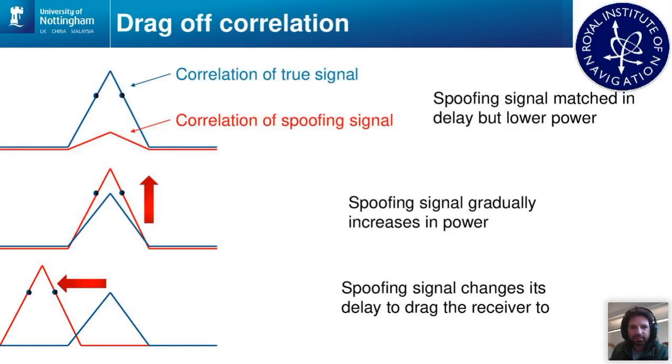When we talk about sophisticated spoofing, here you see the correlation peak of the true signal in blue, and then a perfectly matched in delay spoofing signal that's lower power than it. A very clever spoofer slowly increases the power so that the receiver starts tracking its signal instead of the true signal, and then it can pull it off and start changing the delay and the location of the receiver. That's very much more difficult to detect and notice than when you've just been jammed or you've got a high power spoofer coming in right from the start.